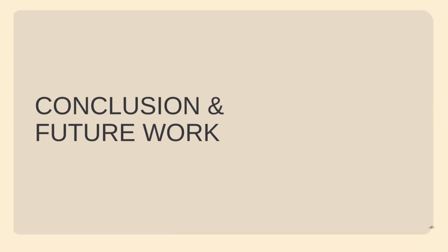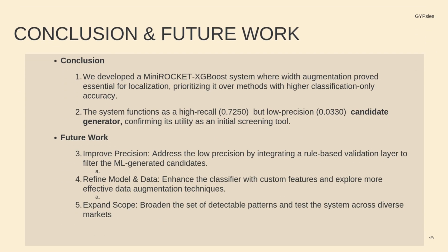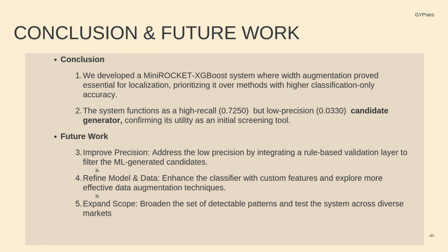In conclusion, our project has successfully developed a system that achieves a 0.731 accuracy using a MiniRocket XGBoost model. Our key finding is that width augmentation significantly improves the system's recall, making it a valuable tool for initial screening. The main limitation of our current system is its low precision. To address this, our future work will focus on integrating a rule-based filtering layer, improving our data augmentation techniques, and enhancing the features used for classification. We also plan to expand the set of detectable patterns and test our system on more diverse markets.